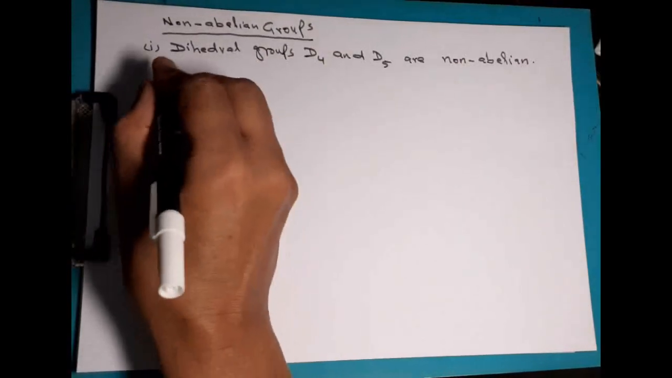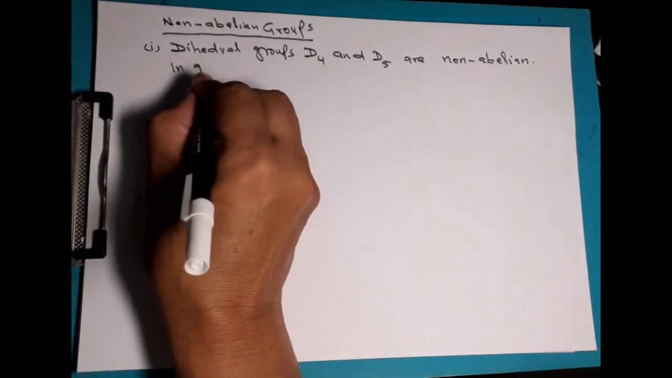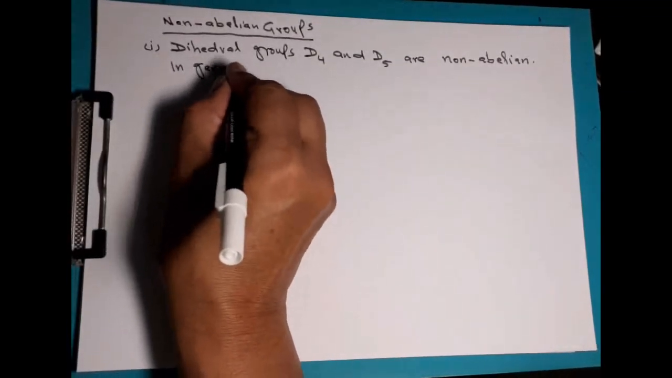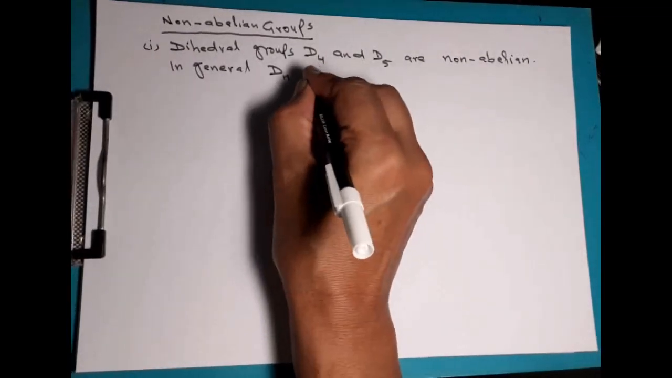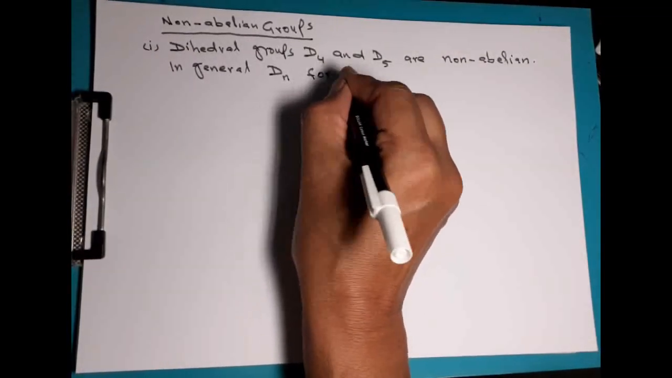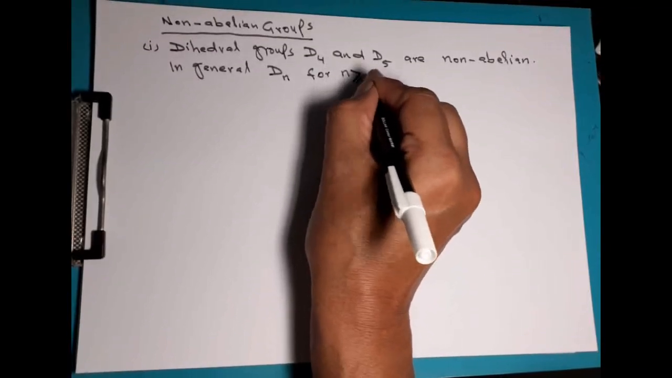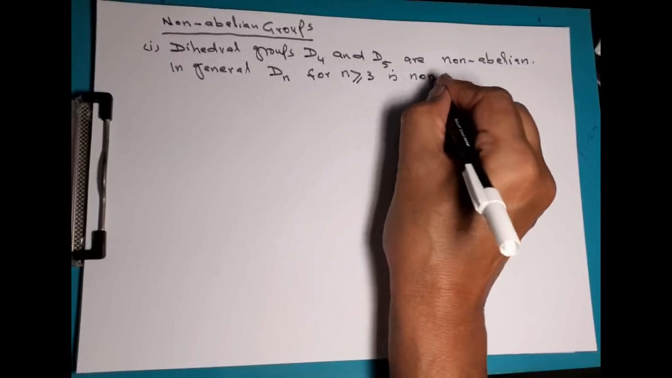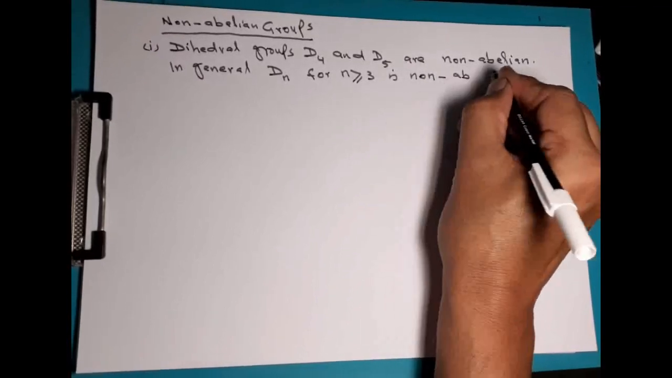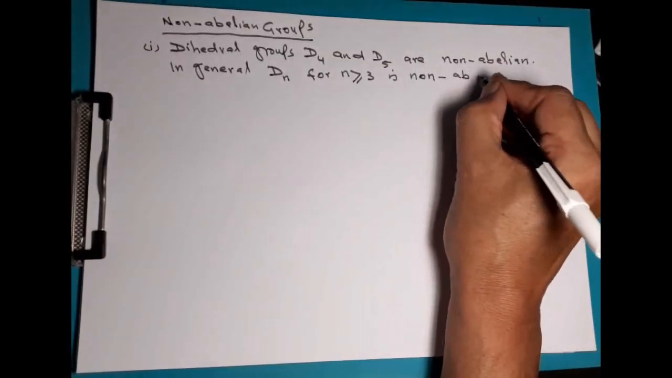In general, Dn for n greater than or equal to 3 is a non-abelian group. So in general, dihedral groups are non-abelian.